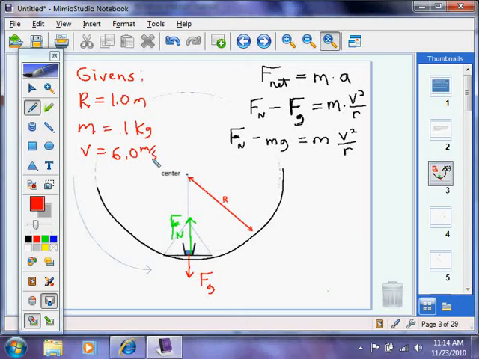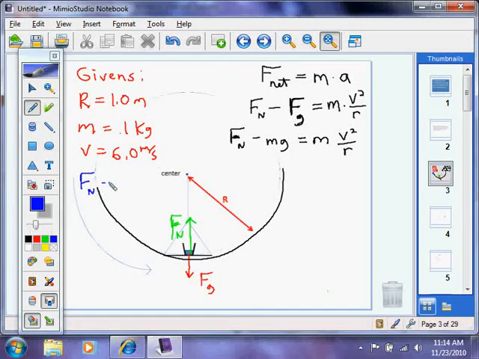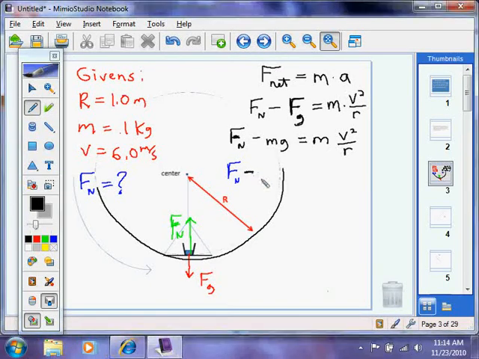The normal force. We can actually solve for how much the platform below the glass is actually pushing up on the glass. So what we're going to do is solve for the normal force. We could plug in all of our variables. Normal force minus 0.1 kilogram times 10 meters per second squared.